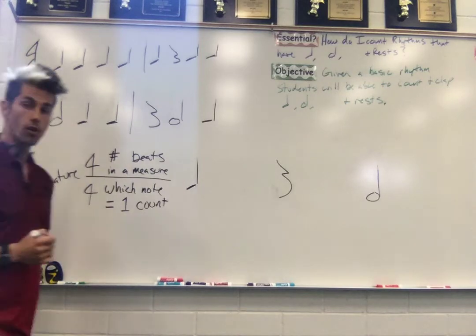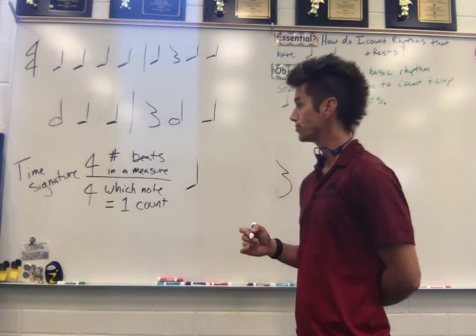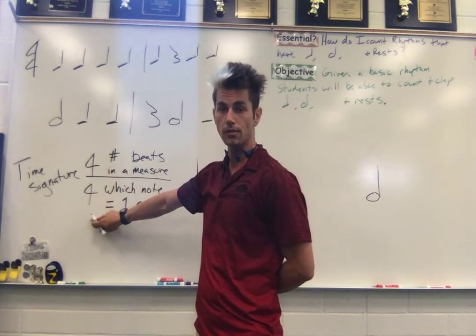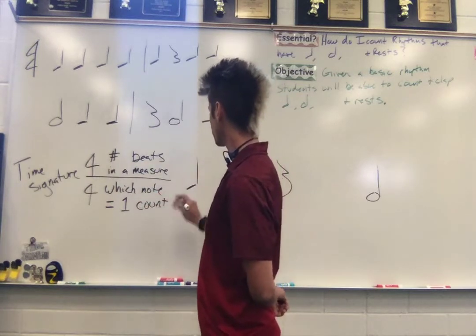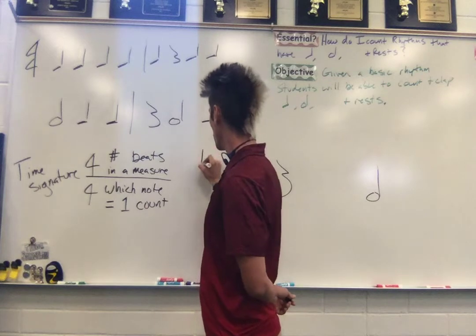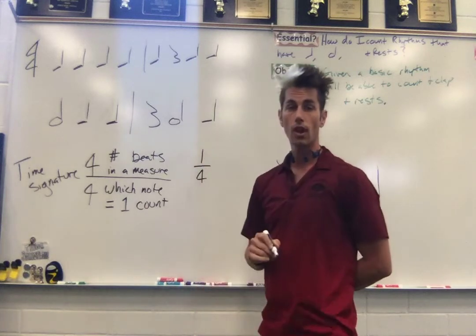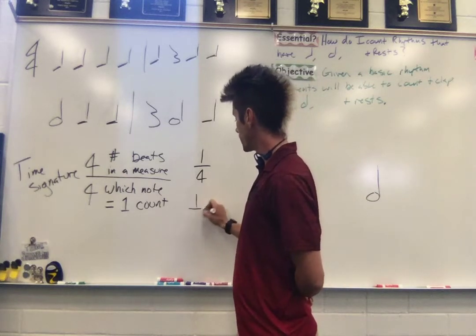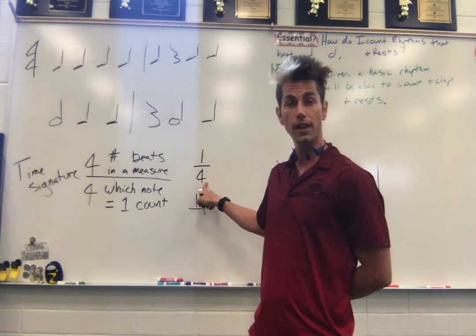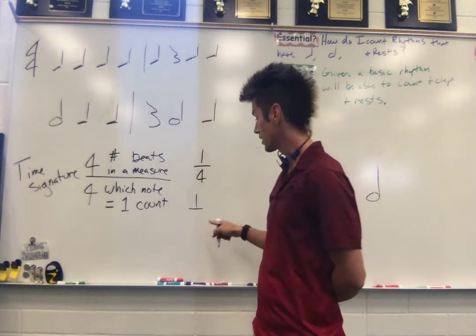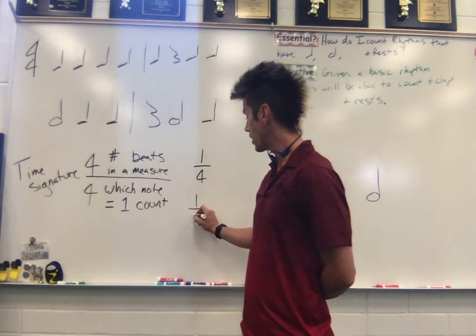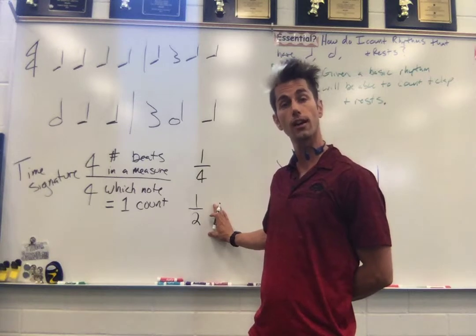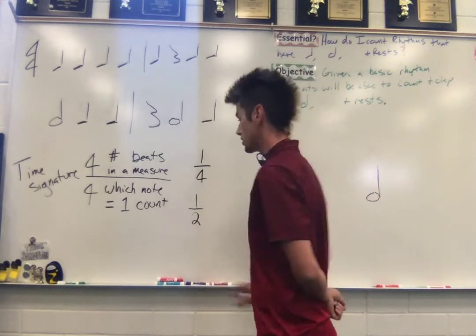Whenever a 4 is in the bottom, we imagine the top number is a 1, or we take the bottom number and put it under 1. So if we have 1 over 4, another way that we say that is quarter, right? That means a quarter note will get a beat, 1 count. And if we say 1/2, for example, we would say half, right? So a half note gets 1 count. And so we can do that many different ways.